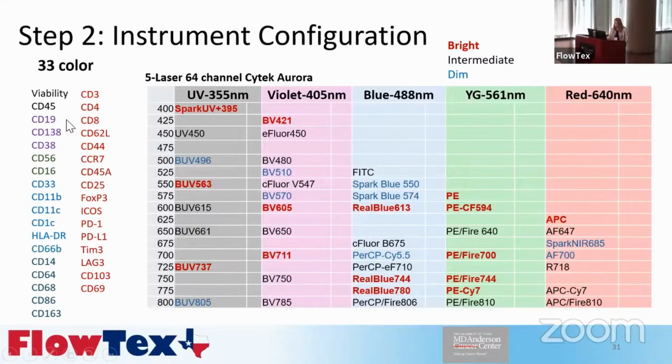Okay, so I got all my markers here. I got them color coded. I've got B cells, I've got NK cells, I've got myeloid cells of various types. I've got T cells. I don't need to know everything about this at this point as far as what's co-expressed.